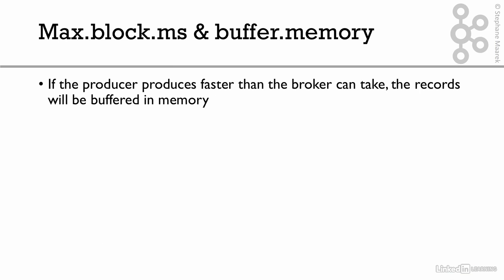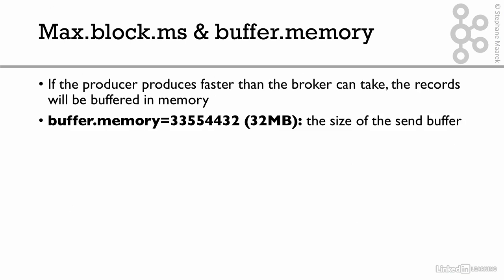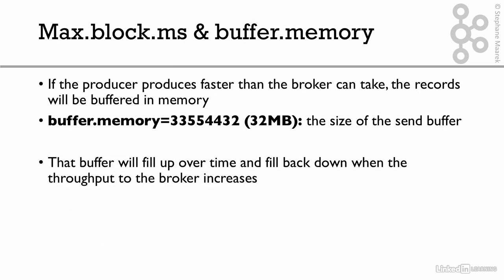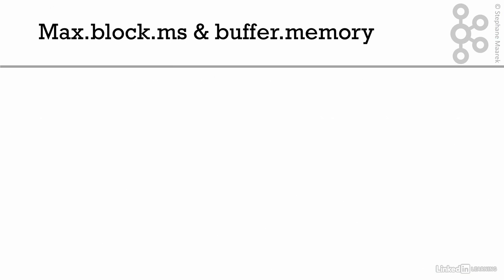Because the producers produce faster than the broker can take, the records are going to be buffered in the producer memory. By default, each producer has a buffer memory of 32 megabytes. That's the size of the send buffer. That buffer will fill up over time, and then will empty again when the producer is able to send data to the broker faster.